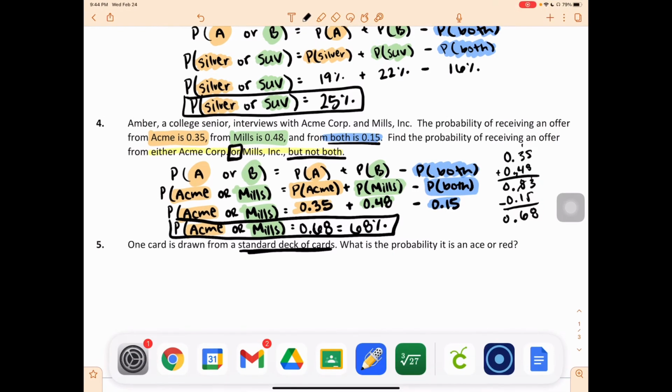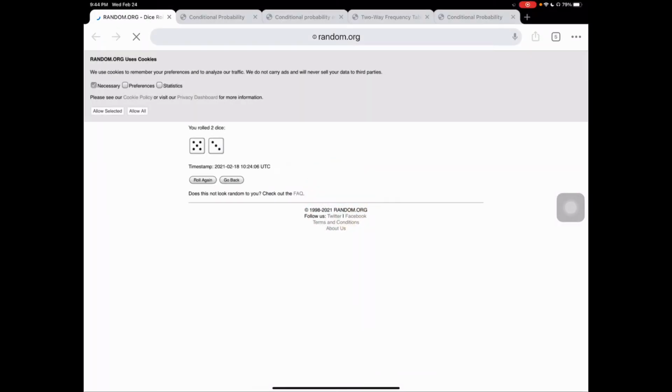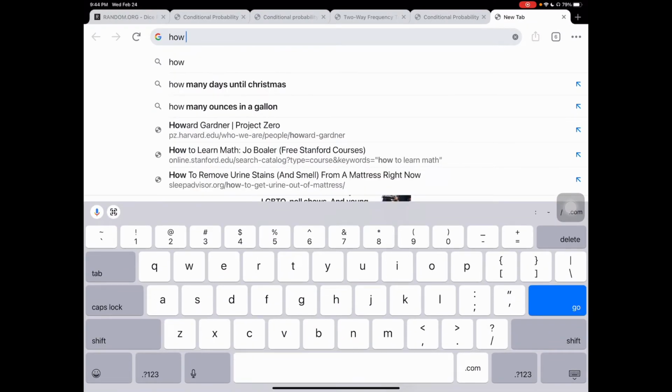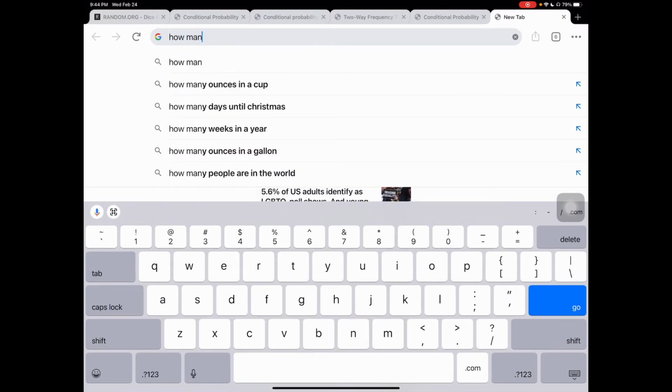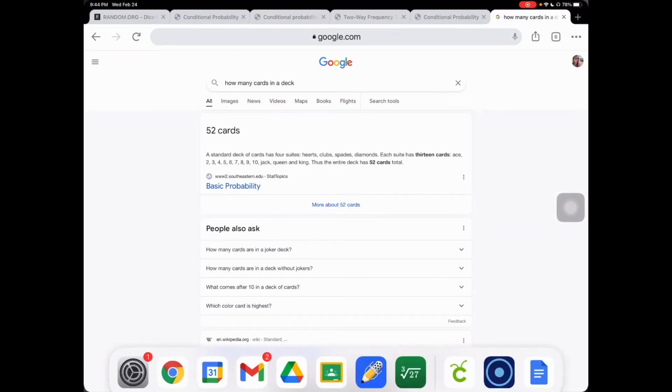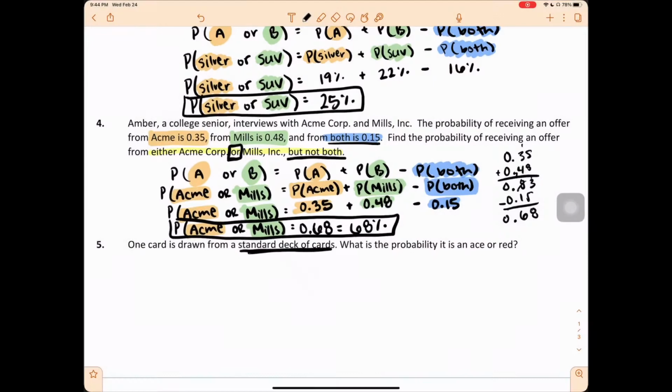I believe it's 54. Let's go see real quick. How many cards in a deck? 52 cards. Okay, so we have 52 cards in a standard deck of cards. So that's what I would have done if I were you. I would have looked it up. So what is the probability it is an ace or a red?